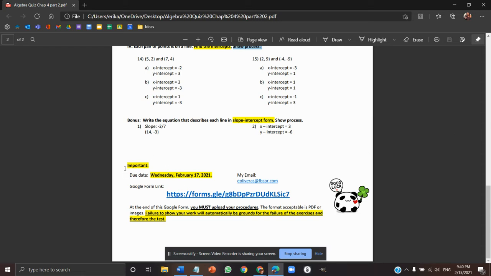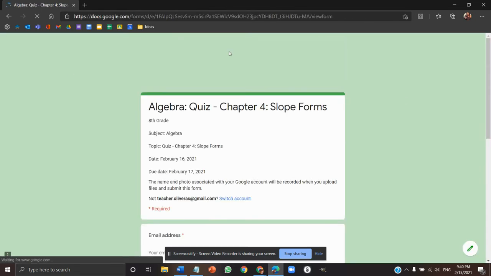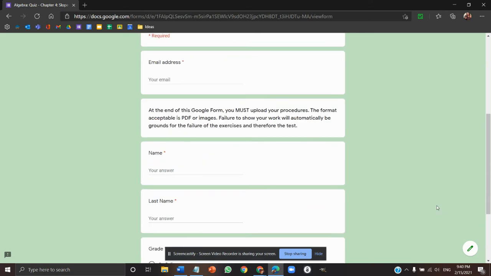Now here it has important notes. You have your due date. You have the Google Form link. That is a hyperlink. You can just press it and you will get to your Google Form.